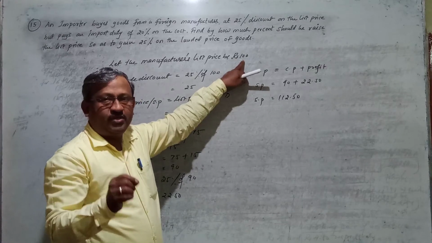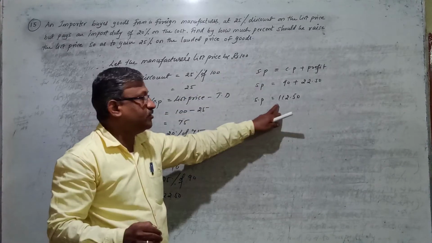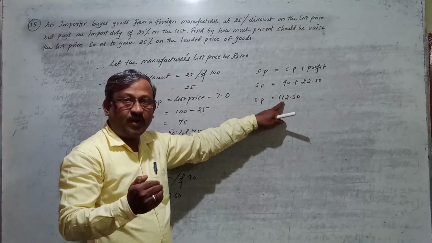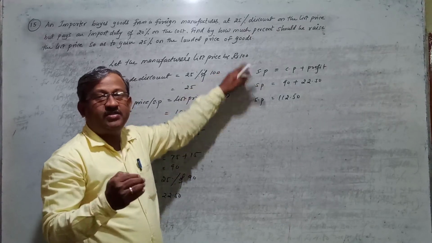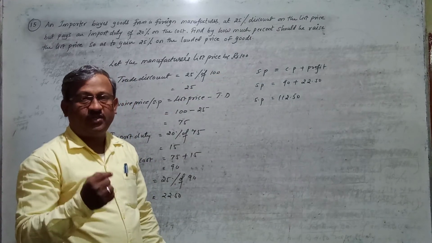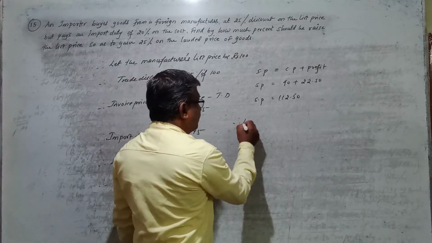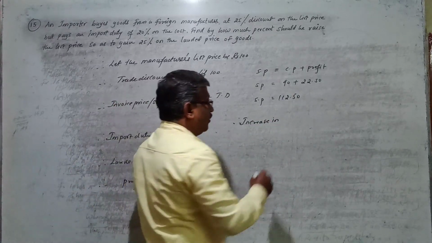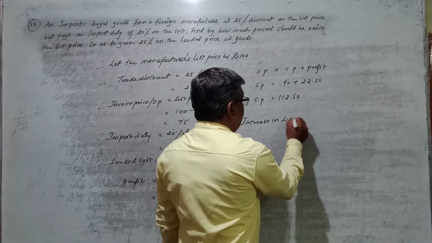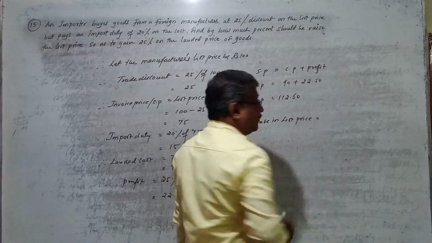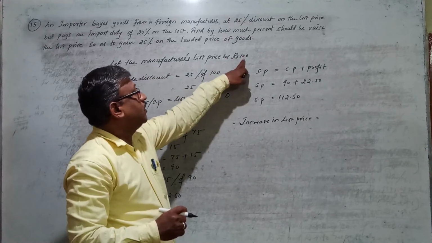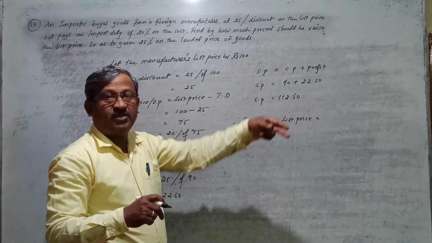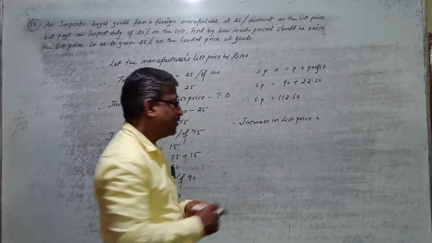The manufacturer's list price is 100 rupees. If we increase it by 12 rupees 50 paise, we get the importer's selling price. So to get the importer's selling price, by how much percent do we have to increase the manufacturer's list price? That is the question they have asked. So first you calculate the increase in list price, right? Because the importer's selling price is more than the manufacturer's list price. So we have to increase the manufacturer's list price by 12 rupees 50 paise.